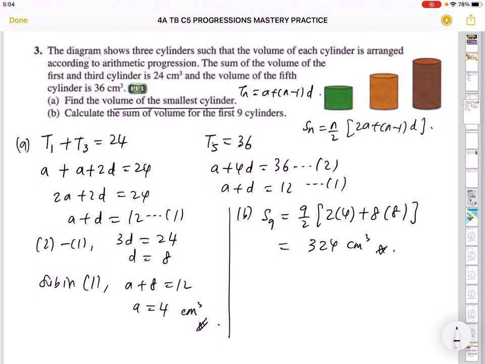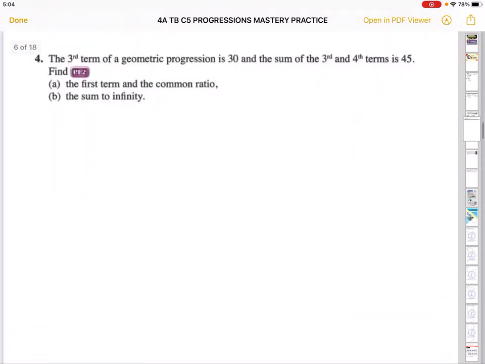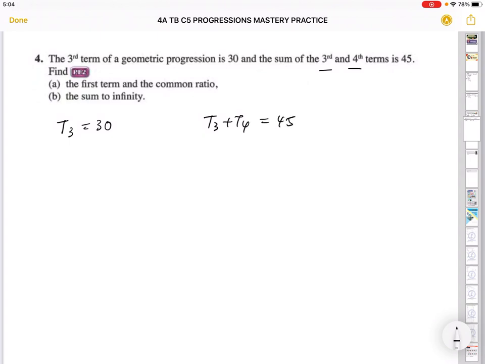Okay, I hope this is not too difficult. Right? Okay, question number 4. Now let's move on to geometric. Yeah, we've done arithmetic, this is the geometric part. The third term of a geometric progression, T3, is 30. The sum of the third term and the fourth term, that means T3 plus T4, is now 45. Right? Find the first term and the common ratio.